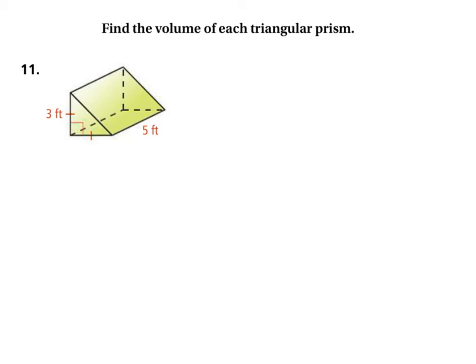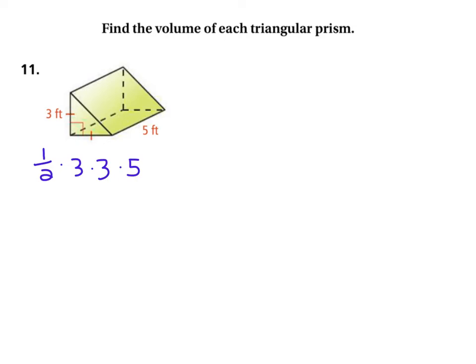Okay, so this one's pretty easy because we see that these two sides, the legs of this right triangle, are equal. So they're 3 and this is also 3. What we have to do is take the base times the height, and if we have a 90-degree angle, the two legs will be the base and the height. So we can say 1/2 base times height, or 1/2 times 3 times 3, and then you do that times the height of the triangular prism.